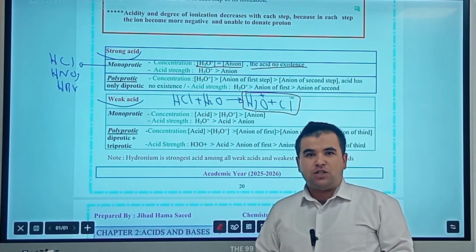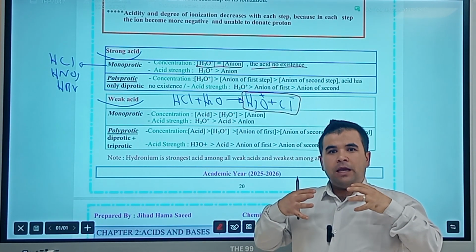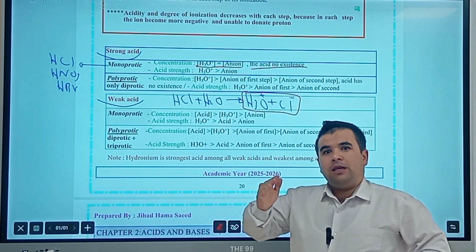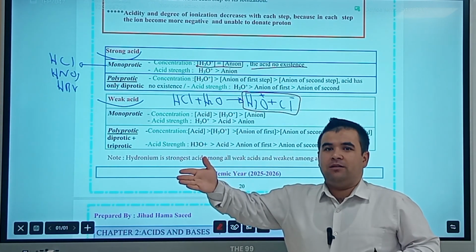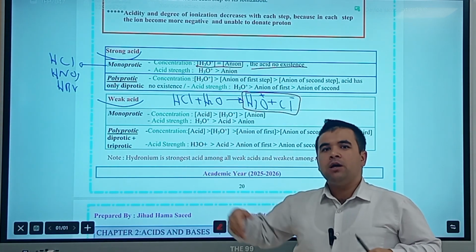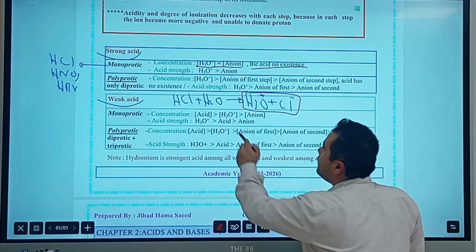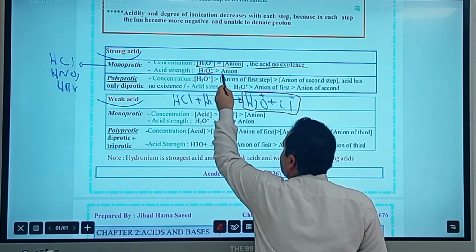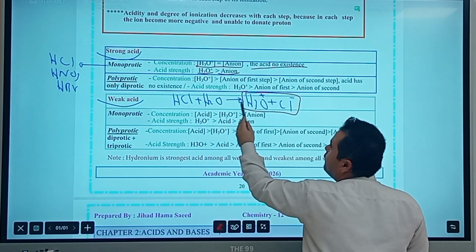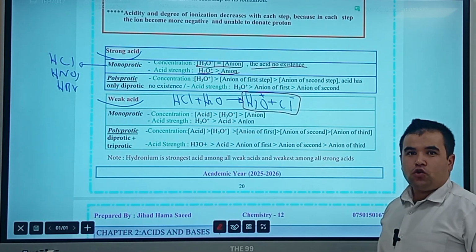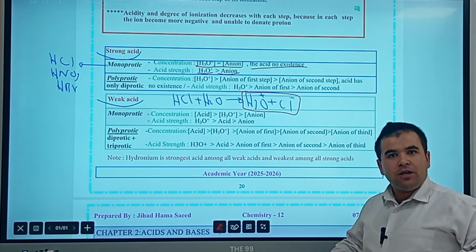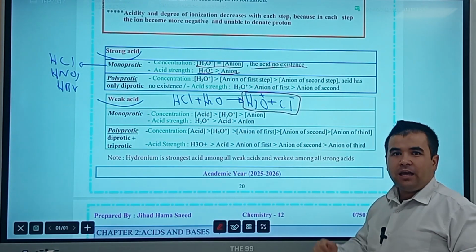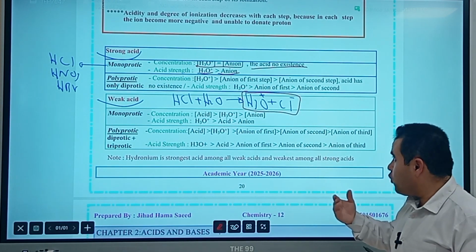In terms of the acid strength, guys, of course, the hydronium is a much stronger acid than the anion, as the ion left behind has its negative charge increased, which decreases the acidity. So hydronium is a stronger acid than the anion. You may be asked which of the following is the stronger acid in the aqueous solution of HCl. Hydronium is the stronger acid, or the strongest, and Cl negative is the stronger base, or strongest base.